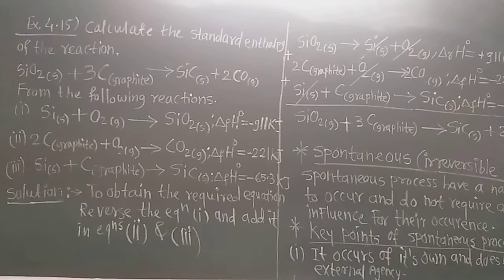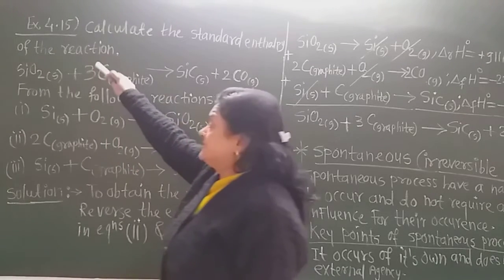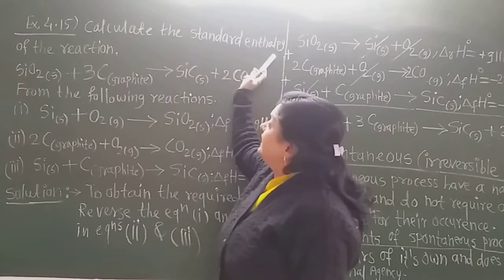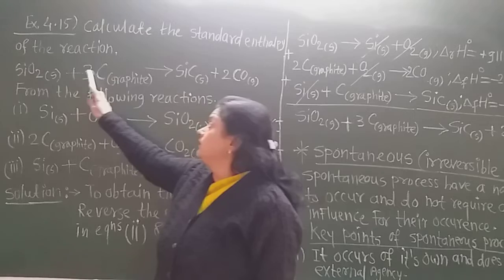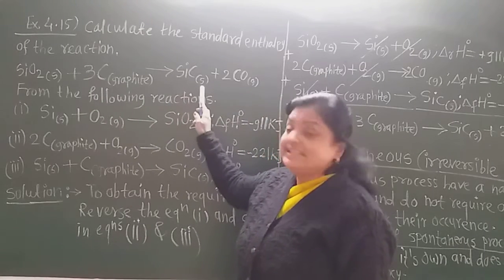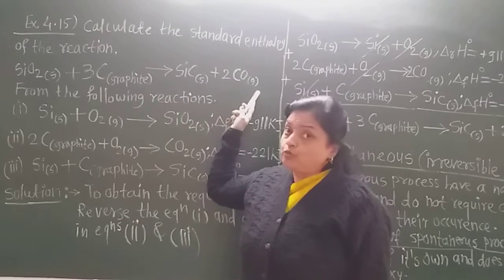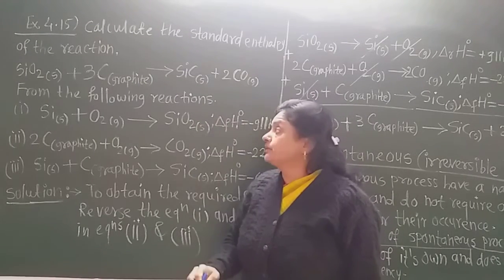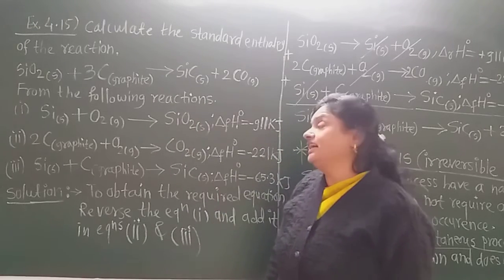What is that equation? See on the blackboard. Here the example is: calculate the standard enthalpy of the reaction SiO2 solid plus 3 C graphite gives SiC, silicon carbide solid, plus 2 carbon monoxide gas molecules. Now from the following reactions, these three reactions are given.